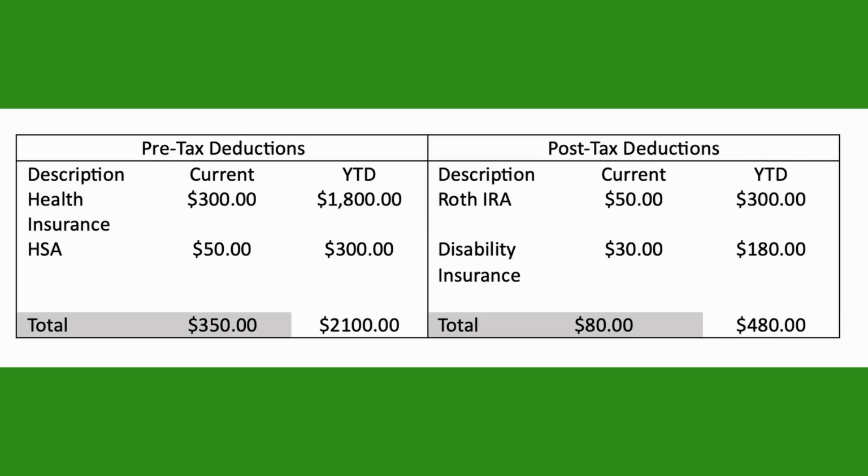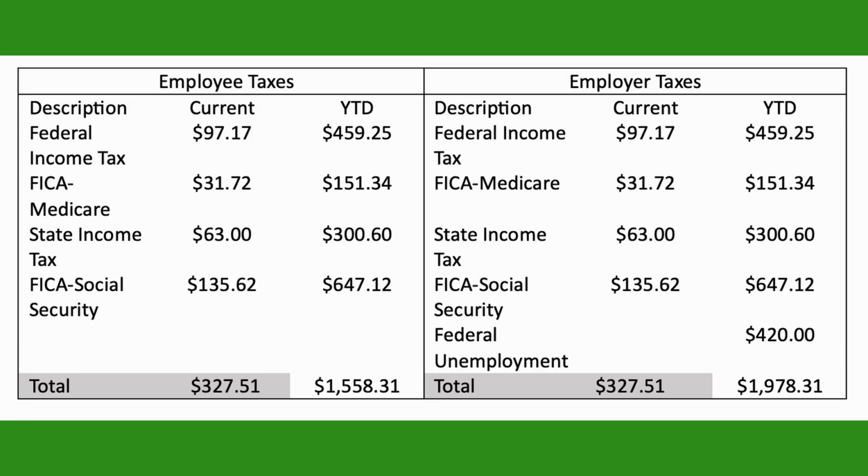There are other common variations of this. So there might be a pre-tax and a post-tax breakdown. And then there's also sometimes the employee taxes versus employer taxes. So you get to see what taxes your employer paid on your behalf and then the taxes that get pulled from your check, because there is an employee contribution part for your taxes.